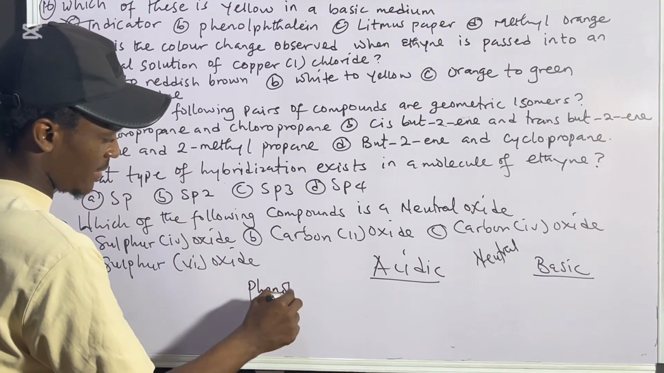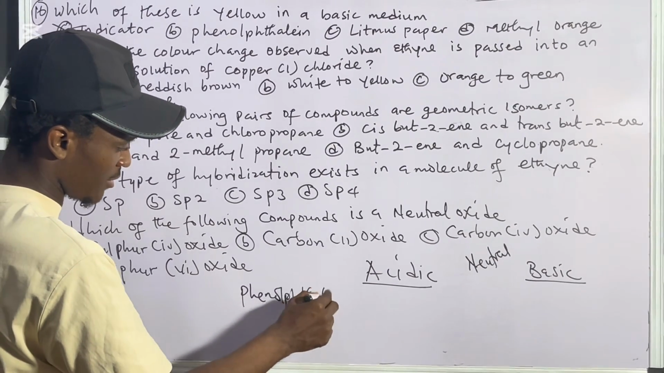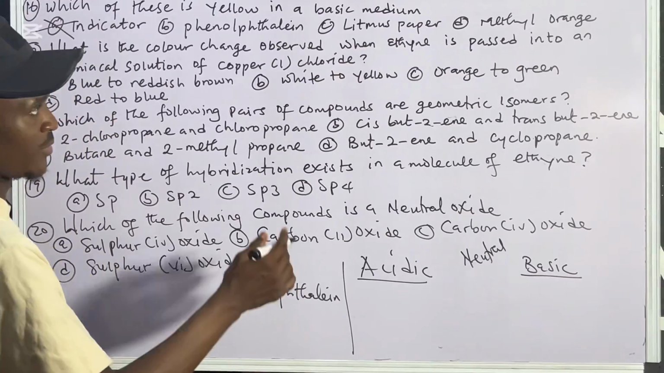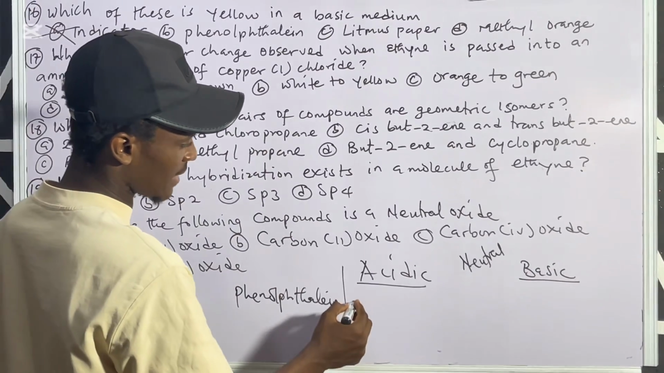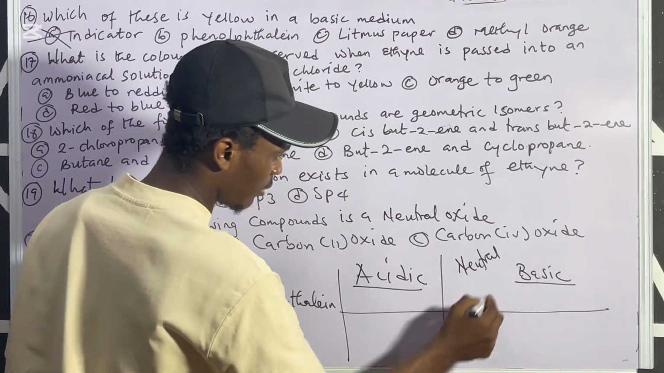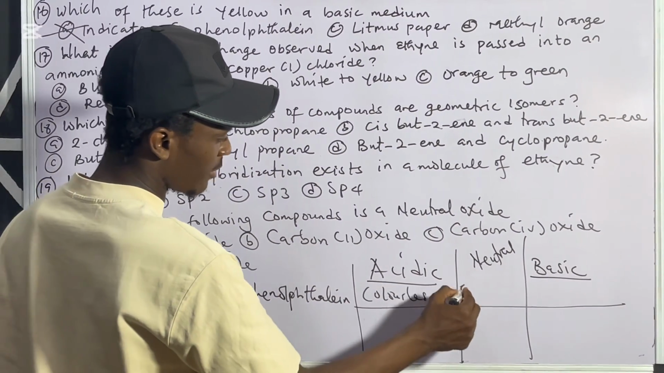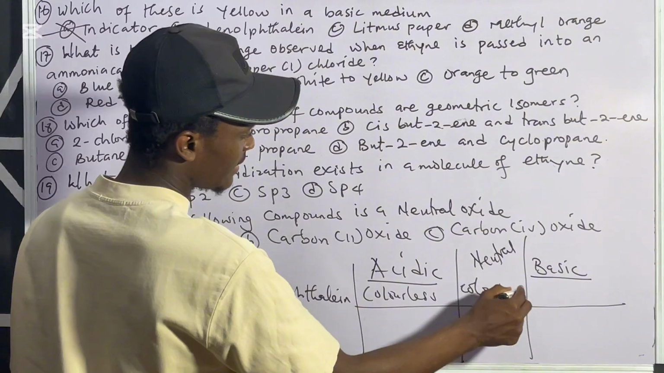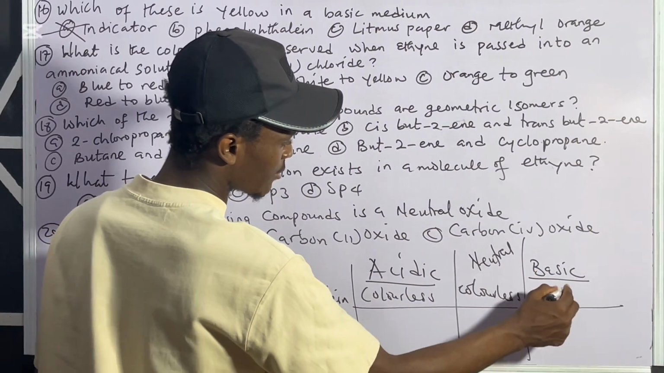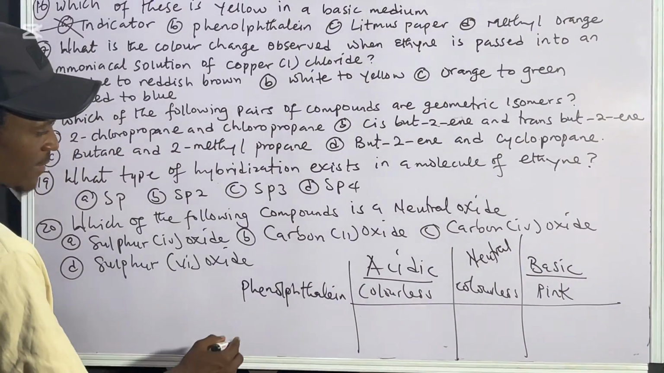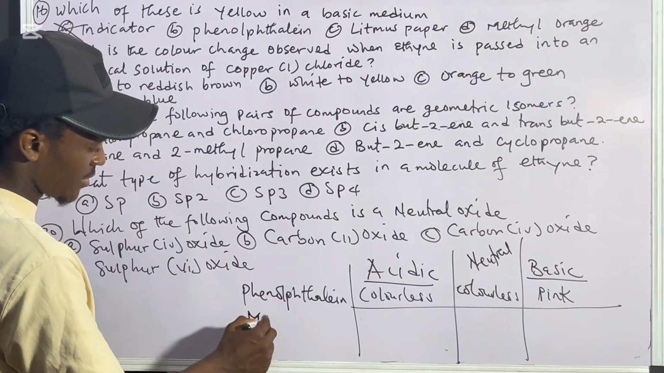Now, looking at these indicators, talking about phenolphthalein. What I want you guys to take note of, just in case they bring questions with regards to the others: phenolphthalein in an acidic medium is colorless. Then in a neutral medium is also colorless. Then in a basic medium is pinkish. So it's pink.